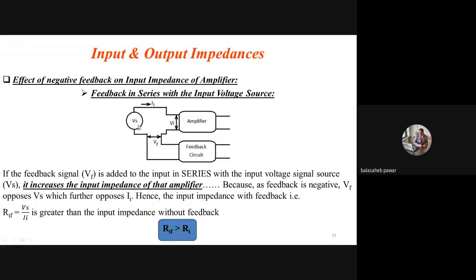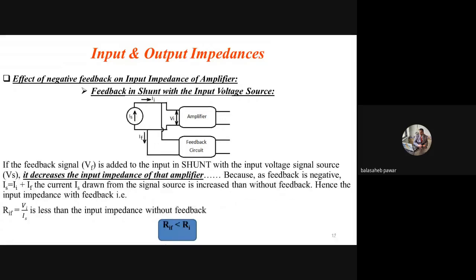So when it will go on to oppose the Vs, what will be the effect on input current? That input current will get decreased, right? And as that input impedance is nothing but Vs by Ii, if the denominator term decreases, that is Ii, that means RIF, it is inversely proportional to Ii. And if Ii decreases, that means RIF will get increased, right? And hence, for series type of mixing, we concluded that RIF is greater than RI.